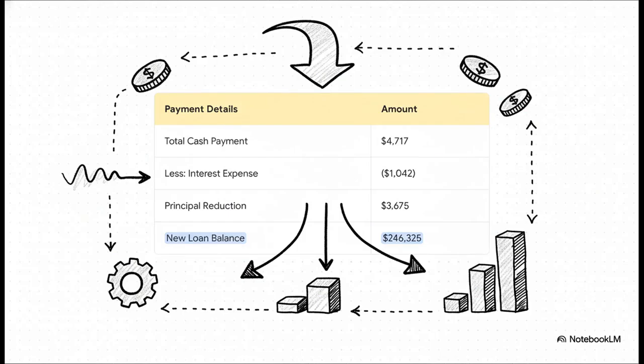But now let's look at a more common type of loan, an installment loan. This is different. Each payment is a mix of two things, interest and principal. So look at this first payment of $4,717. Part of that, $1,042, is just to cover the interest for the month. The rest, the other $3,675, actually goes to pay down the loan balance. So after just one payment, the new loan balance is already down to about $246,000. You're chipping away at the debt with every single payment.